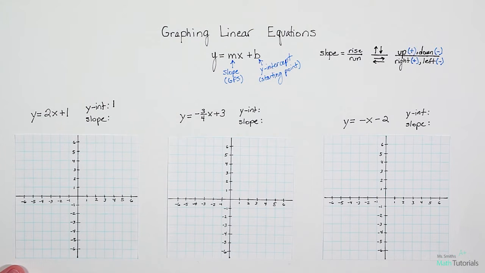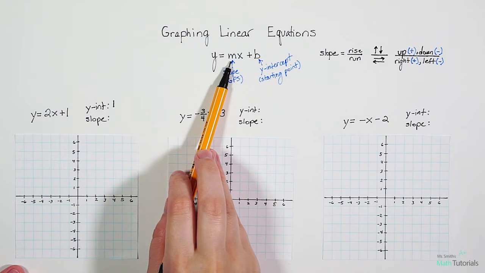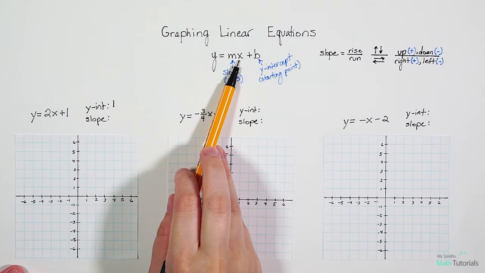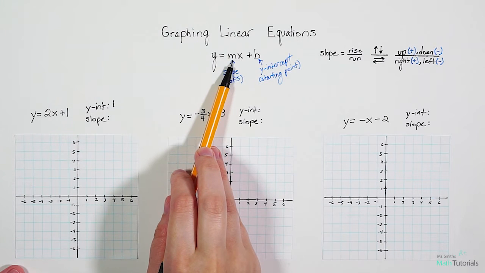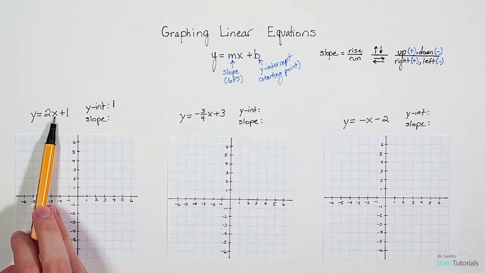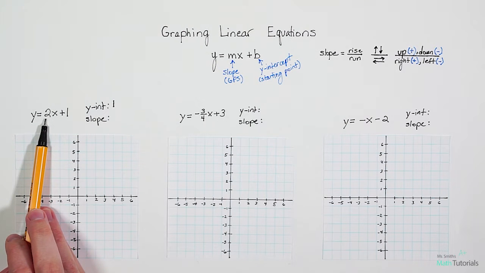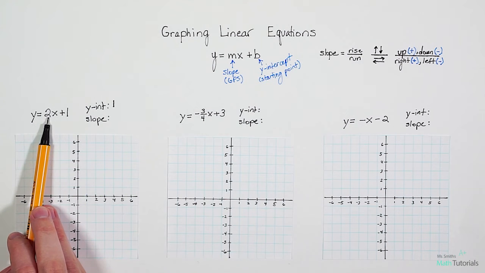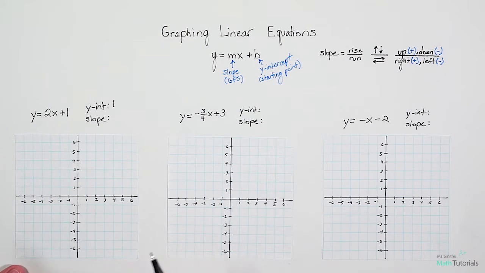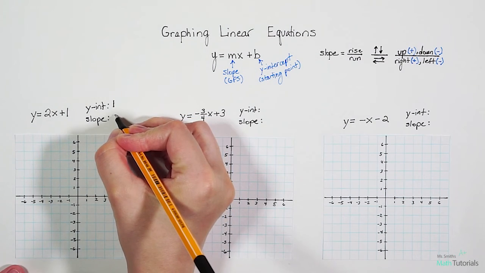Our slope, remember, the slope is the m value, and it's the coefficient of the x. It's right in front of the x. So when we find our x, the number right in front of it is 2, and it's a positive 2. There's not a negative sign out front. It's a positive 2. So that means our slope is 2.